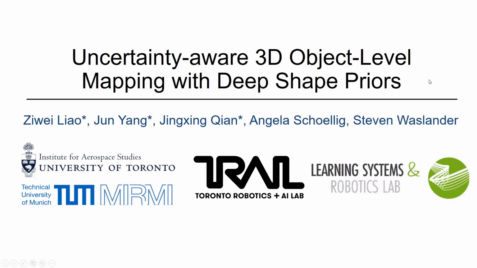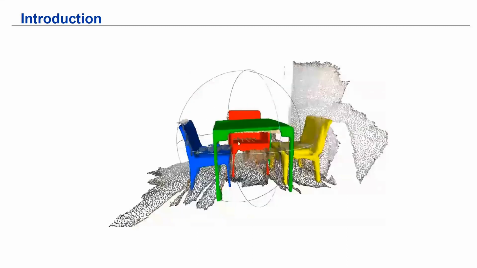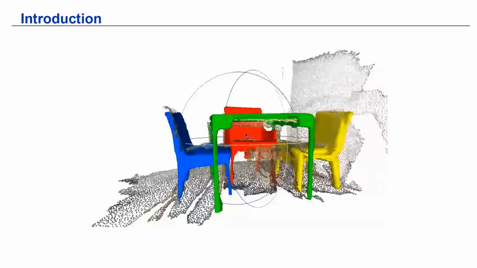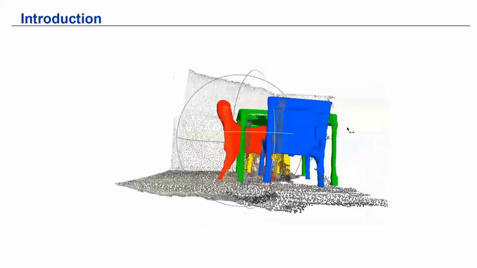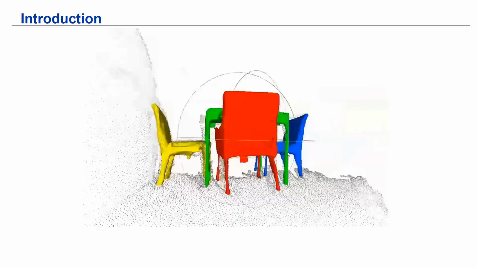In this video, we're going to present our work, the uncertainty-aware 3D object-level mapping using DeepShape priors. The 3D object-level mapping is a task that estimates the object shapes and the relative poses in the scene. The problem is challenging when the object models are not available.